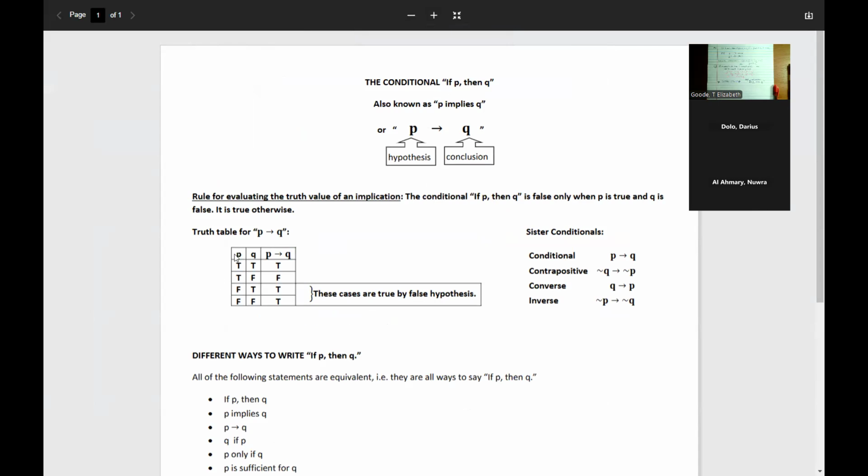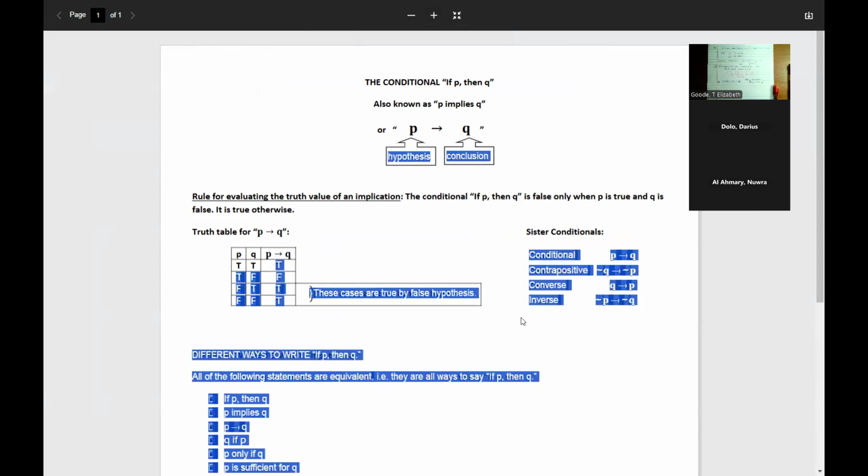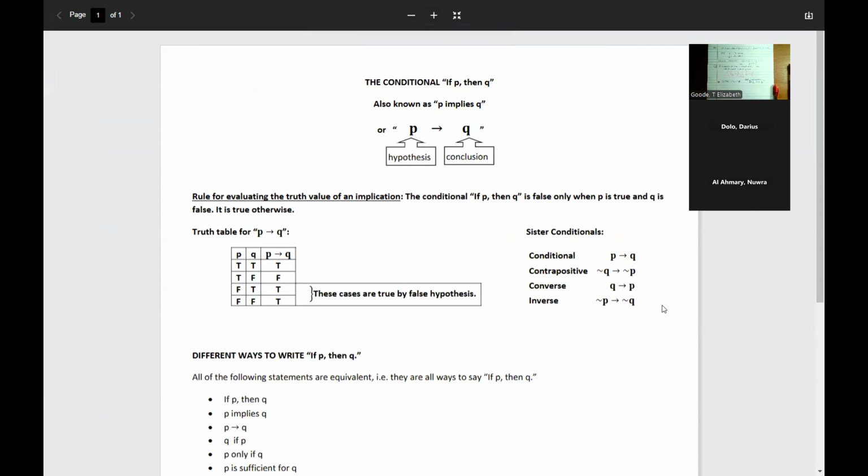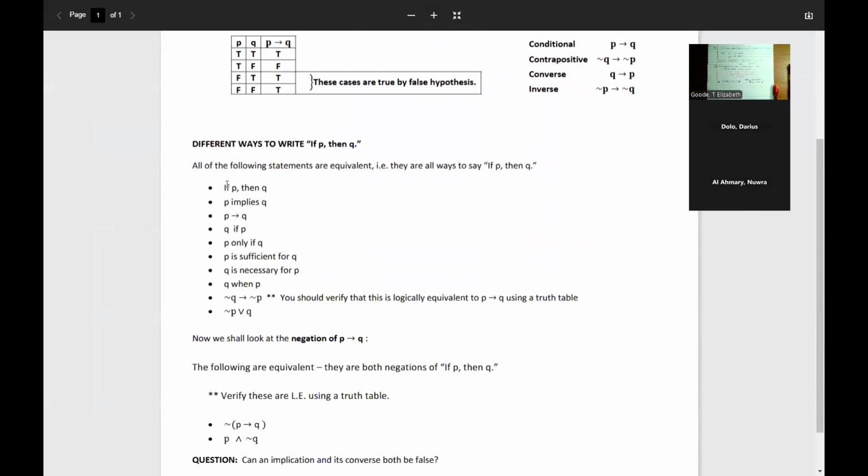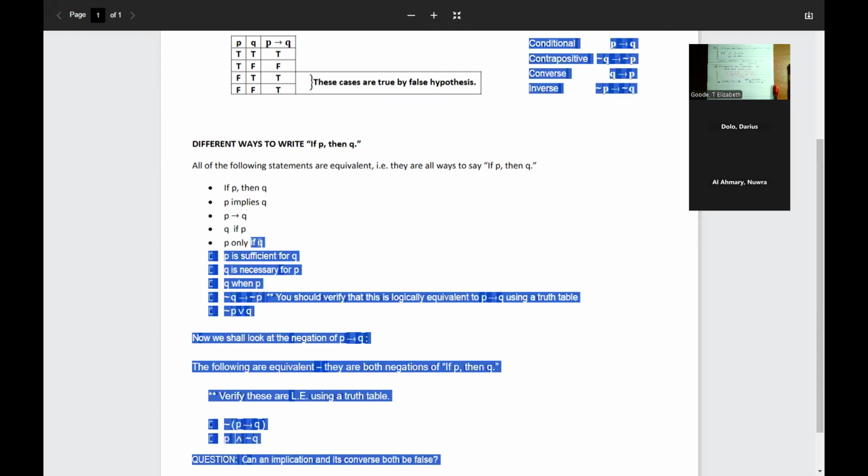Here's the truth table for how we evaluate it. Here are the sister conditionals. And this in particular, all the different ways to say if P then Q. We can say, P arrow Q, or we can say Q if P. That's the same thing as if P then Q. Or we could write P only if Q, right?